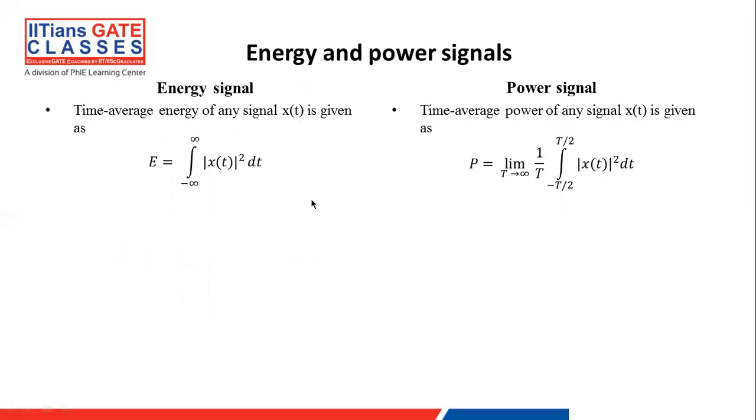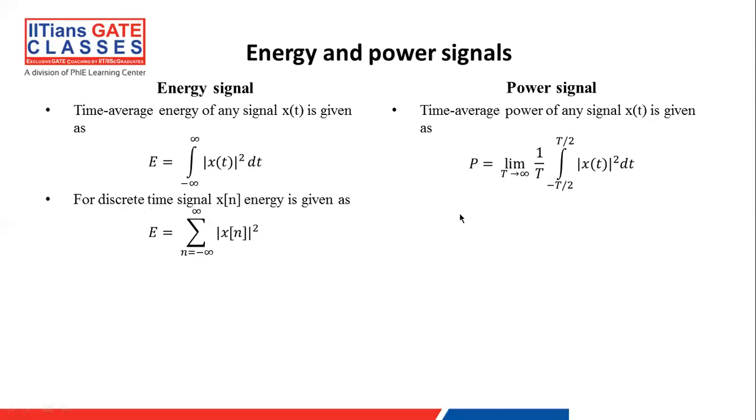Now we know that power is nothing but energy by time. So we take the energy and divide it by time. This is the way to calculate the power. When you calculate the energy and power, the unit of energy is joule and the unit of power is watt, right? Now similarly for a discrete time signal, the energy will be, instead of integration, a summation of the square, because this is discrete.